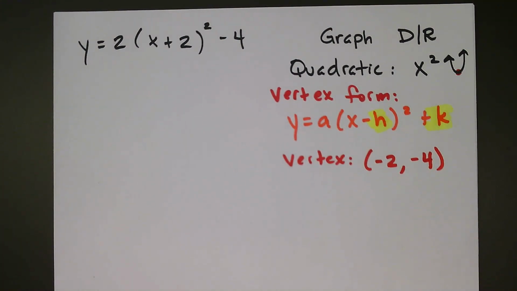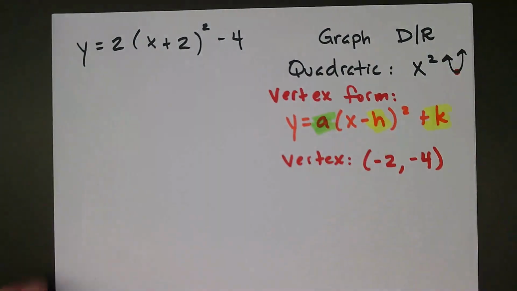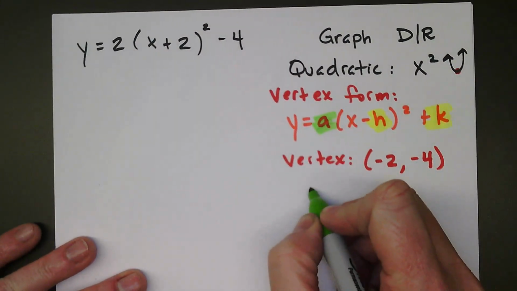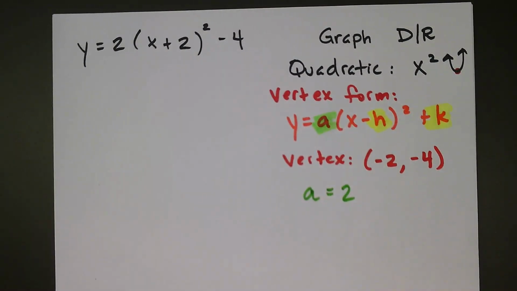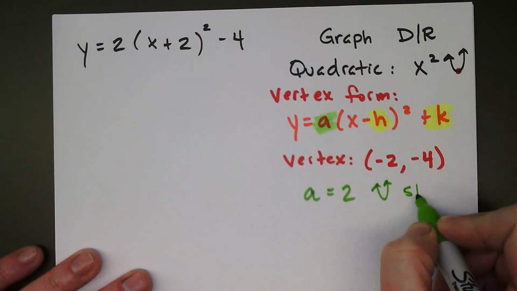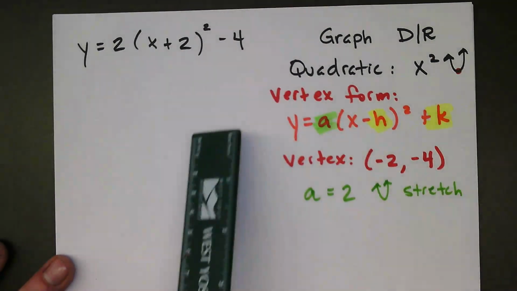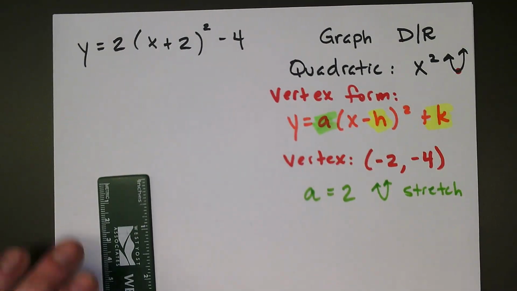Now, the other thing I need to know from vertex form, or I get to know from vertex form, is this a value. That a value is going to give me my stretch, my shrink, or my reflection. It's basically how it's growing from the vertex. So my a value is 2, which means this is going to be oriented up, and there is going to be a bit of a stretch by a factor of 2. It's growing twice as tall as the parent function. All right, so I'm going to graph this, and it's going to be negative 2, negative 4.